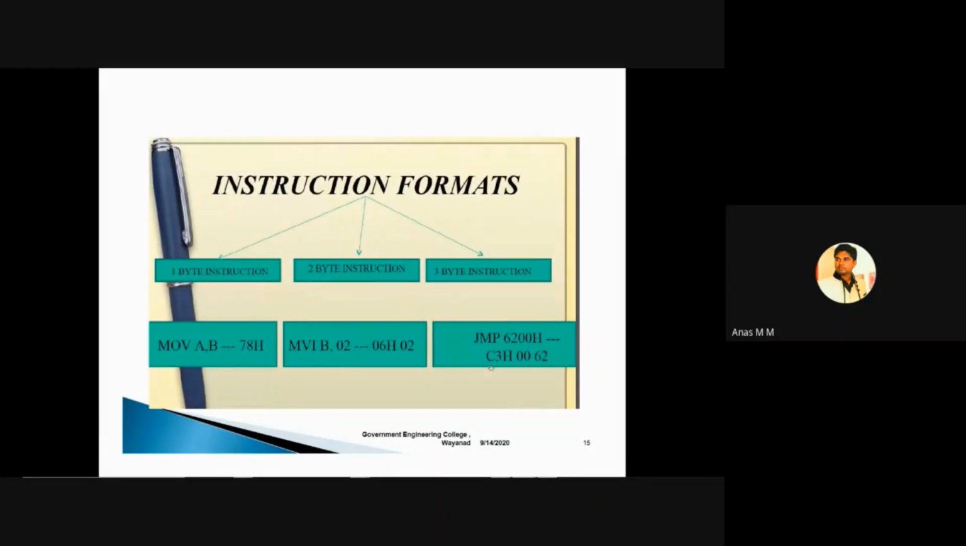Another is a branching operation, JPE 6200H. So JPE is the opcode, and for that we are using 8-bit data. Then 00 is 8 bits, 62 is 8 bits. So total 1, 2, 3. 3 into 8 is 24 bits, that means 3 bytes. So it depends on the size of the instruction. We can classify into 1-byte, 2-byte or 3-byte instructions.